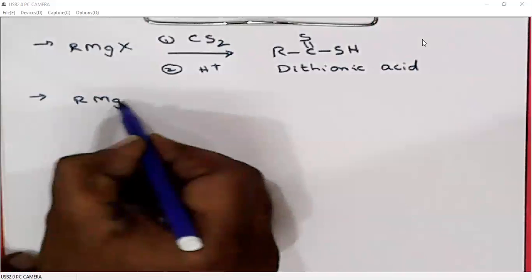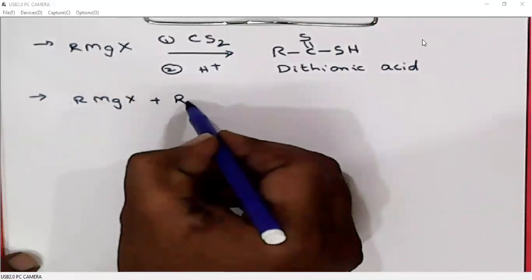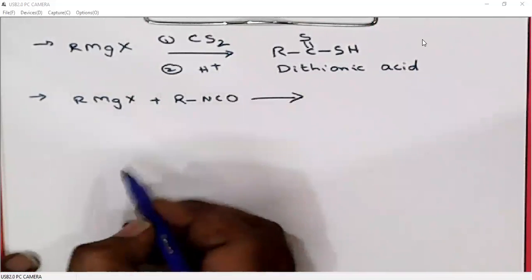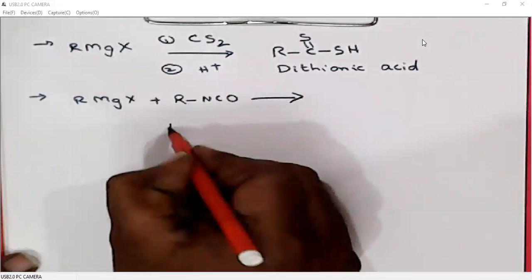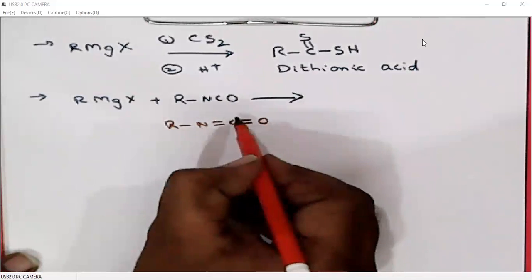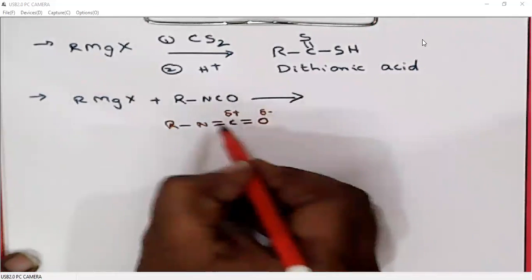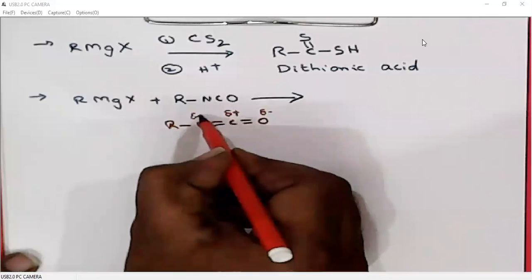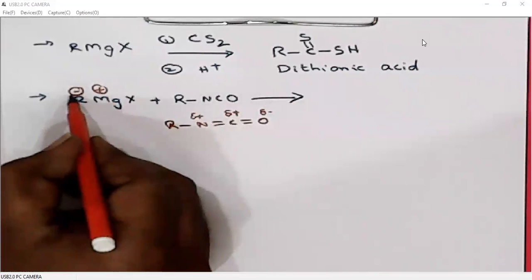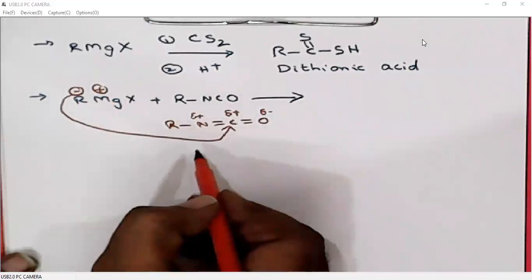Similarly, Grignard reagent will also react with isocyanates. Here the carbonyl carbon is the positively charged carbon. This is partially negatively charged. This is again partially negatively charged. So RMgX will attack the partially positively charged carbon.